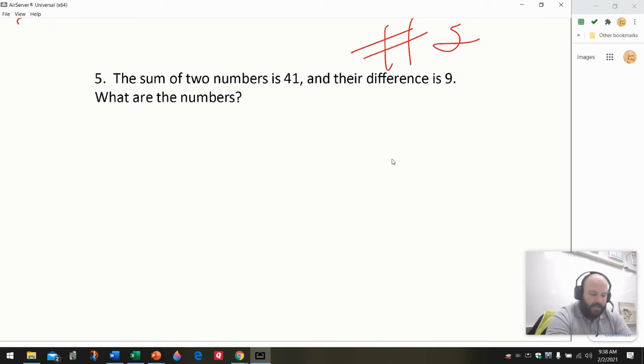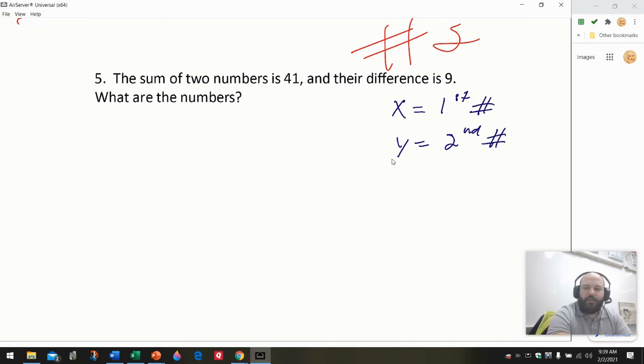and it says the sum of two numbers is 41, and their difference is 9, and they want you to figure out what the two numbers are. So what you would do is you would begin these just like you would do for the other ones, where you would start by defining your variables. So x would be the first number, and then we can say y is going to be the second number.